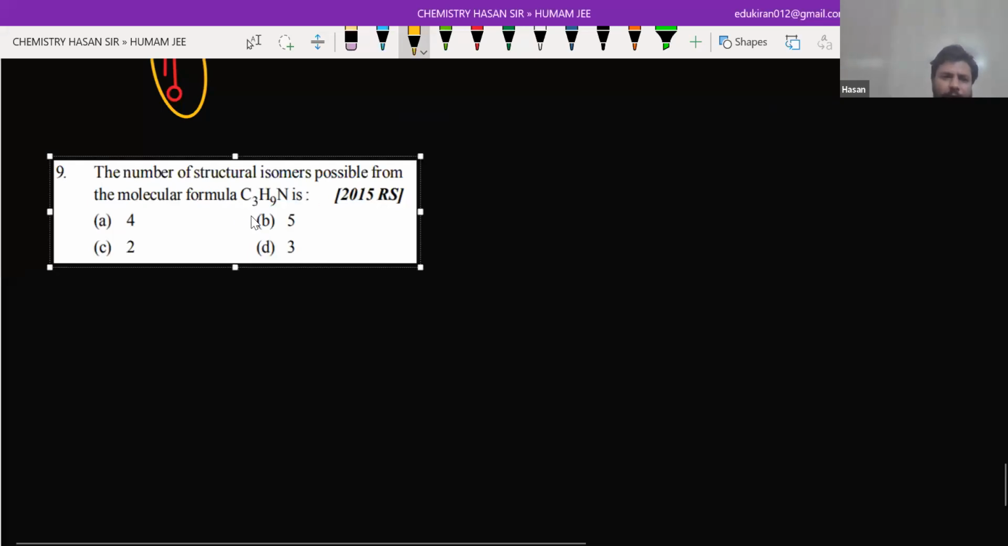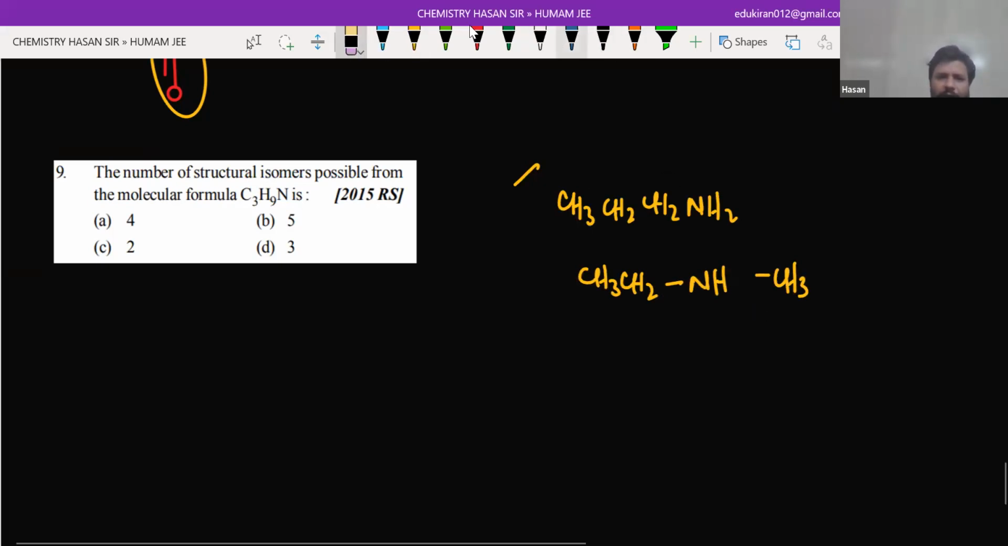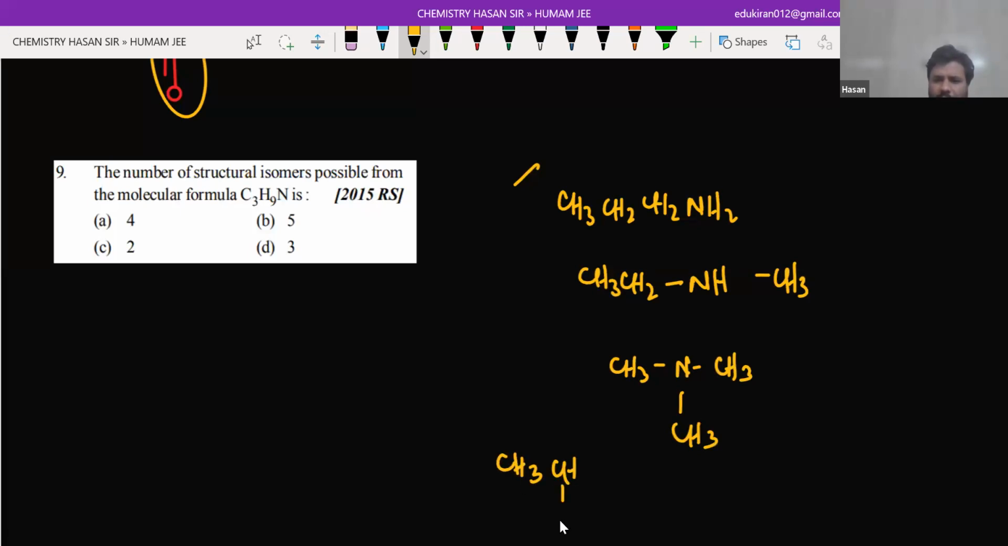How many answers? So C3H9N is your amine, and C3 is there, so I can write like this: CH3CH2CH2NH2, a 1 degree amine. Then I can write a 2 degree amine as well, where NH is there, not NH2. Then I can also write a 3 degree amine as well. And then I can also write like this: CH3CH(NH2)CH3.